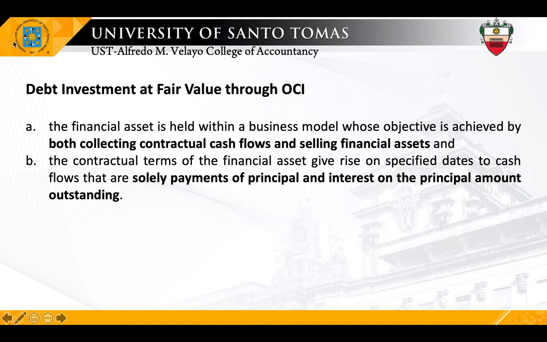So an entity designates debt investments at fair value through other comprehensive income if the entity intends to both collect the contractual cash flows that are payment of principal and interest and sell the assets when opportunity arises. So say, for example, the fair value of the security during the year increased. So maybe the company can be influenced to sell the investment.